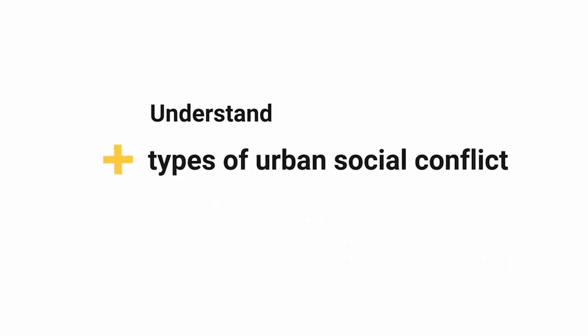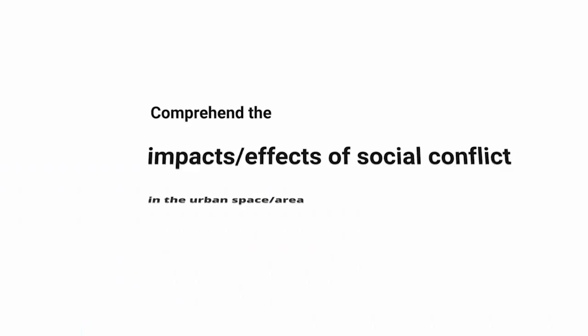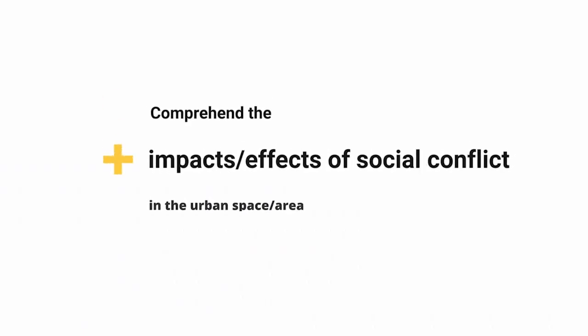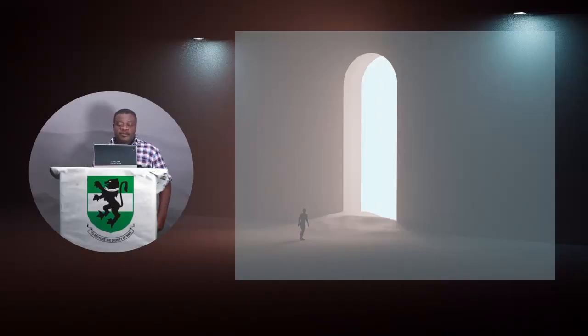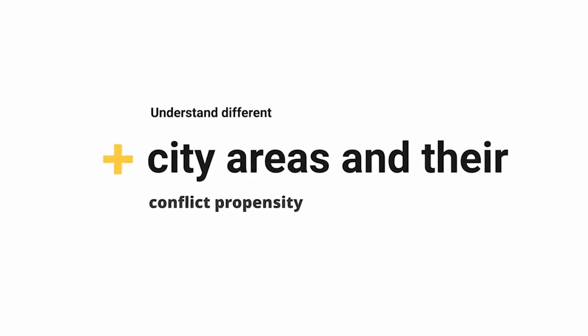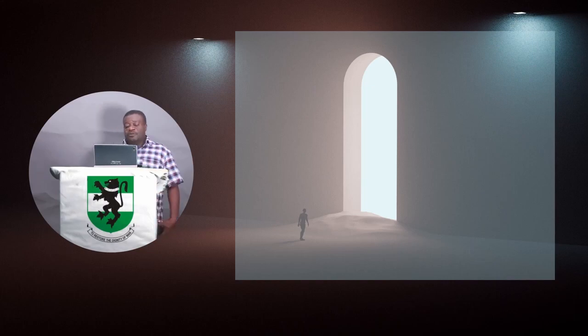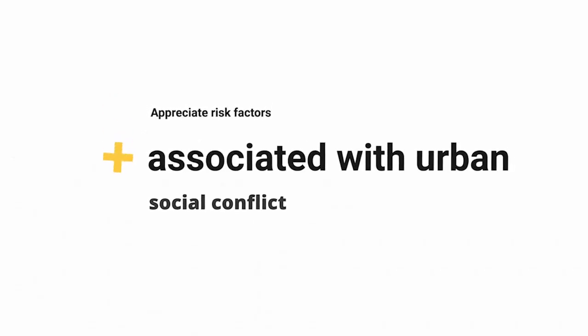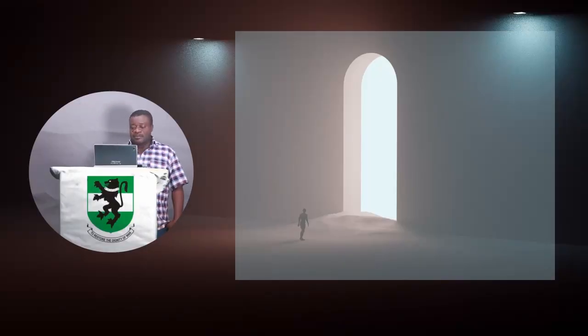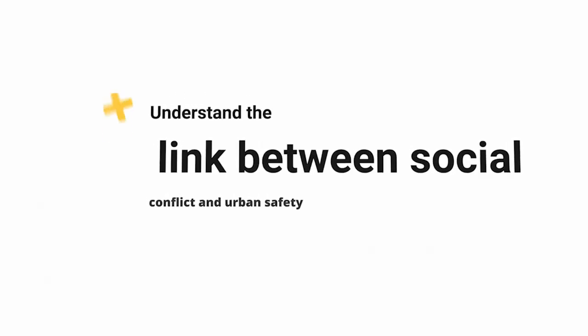It is the expectation that at the end of today, I will be able to understand the types of urban social conflict, understand the impact or effects of social conflicts in urban spaces, understand different city areas and their conflict propensity, that is the relationship between the area of the city and likelihood of conflict. We'll also appreciate risk factors, or the things that make the urban area very highly susceptible to conflict. And finally, we'll understand the linkage between social conflict and urban safety.